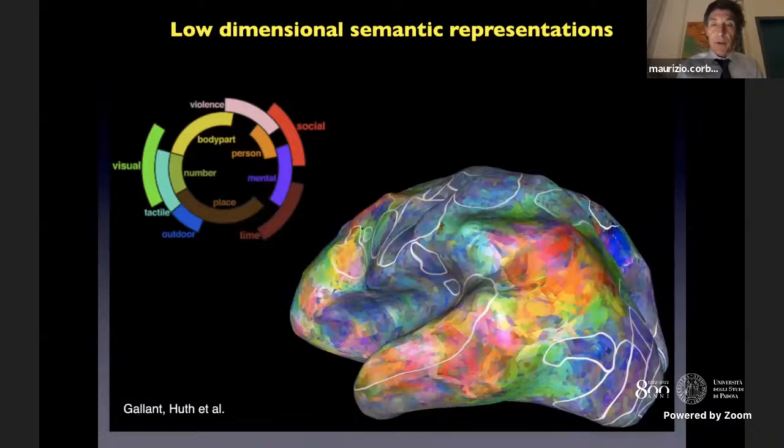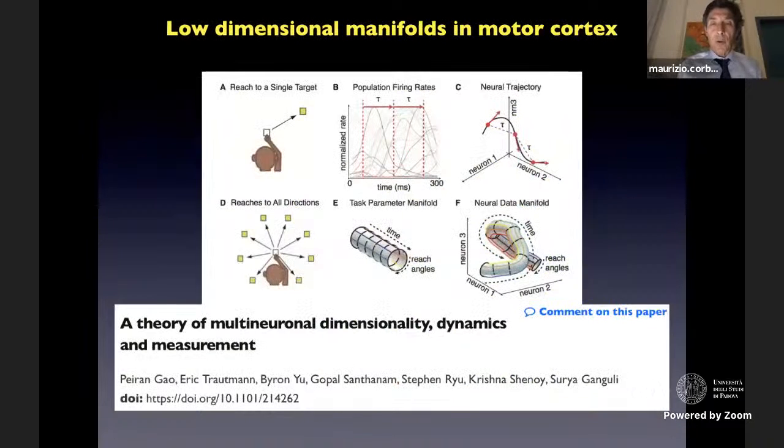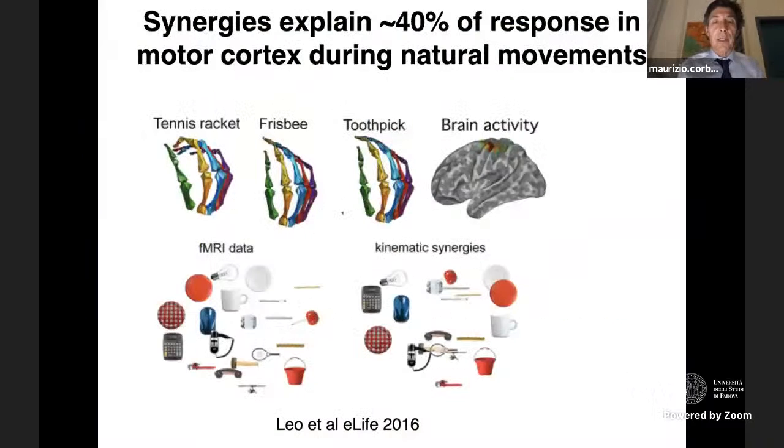Semantic representations in inferotemporal cortex, posterior parietal cortex, and prefrontal cortex, work by Gallant, Uth et al., show that thousands, tens of thousands of words or scenes or pictures can actually be coded in a relatively small number of semantic components whose combination defines individual stimuli. Motor cortex, I don't have the time to go through this.